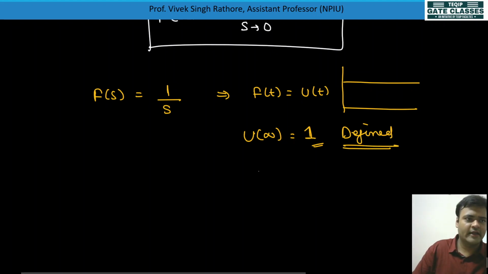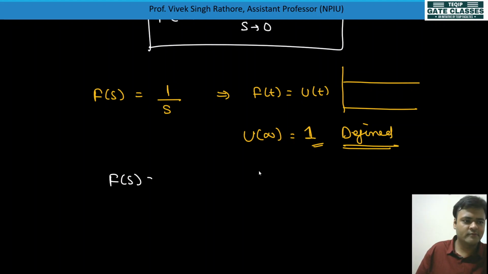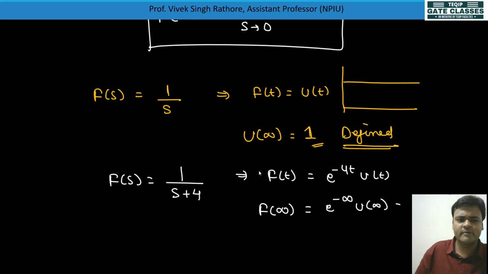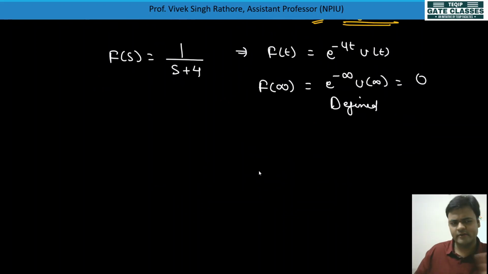Now we'll take another question. Let F of s be 1 by s plus 4. Now what will f of t be? It will be e to the power minus 4t u of t. If I ask you the f of infinity value, e to the power minus infinity times u of infinity is around 0 only. So it is properly defined for the final value theorem. Okay, fine, this is also good.